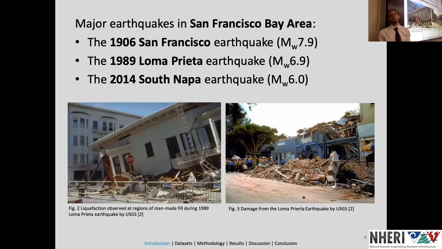There have been many major earthquakes in the San Francisco Bay Area. To name a few, there's the 1906 San Francisco earthquake, which had a magnitude of 7.9. There's also the 1989 Loma Prieta earthquake, with both images shown here, and the image on the left showing damage from this event. And more recently, the 2014 South Napa earthquake.